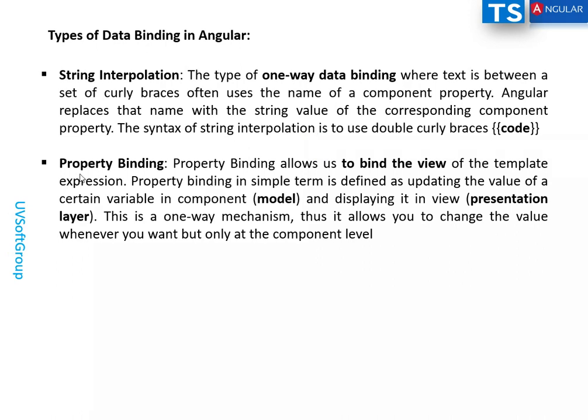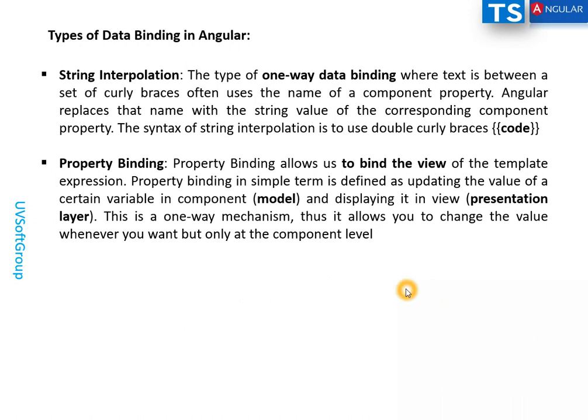And property binding allows you to bind the view template expressions. Property binding means you have a model and then you have a presentation level. So you bind your properties from the view to the model, or the model to the view. That's one. This is called the one-way mechanism. This allows you to change the binding whenever you want to, and only the component level can change it.